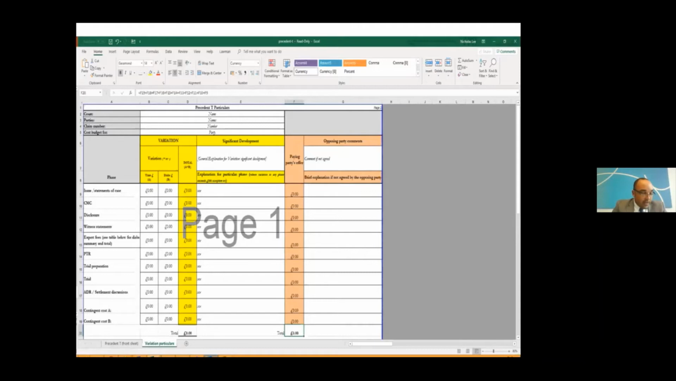As I say, this has been introduced since the 1st of October. I haven't yet had to complete one of these myself, and I have to say that variations to budgets are perhaps worryingly low. I think they should be far more frequent.